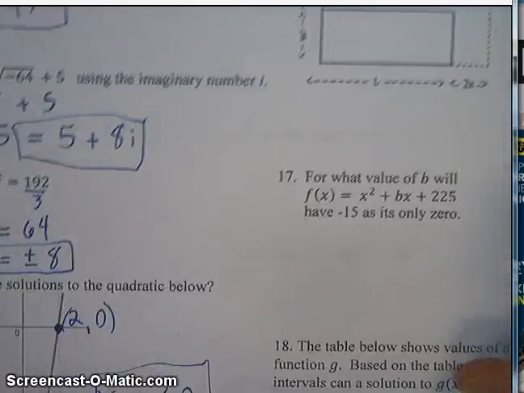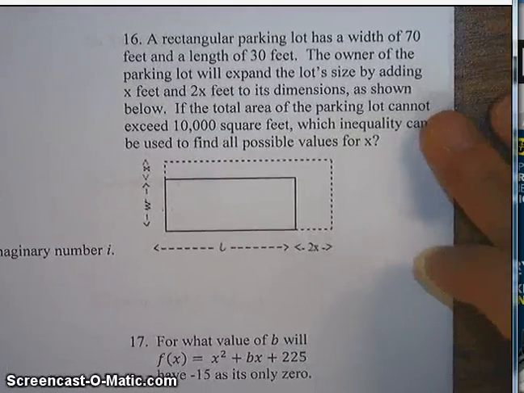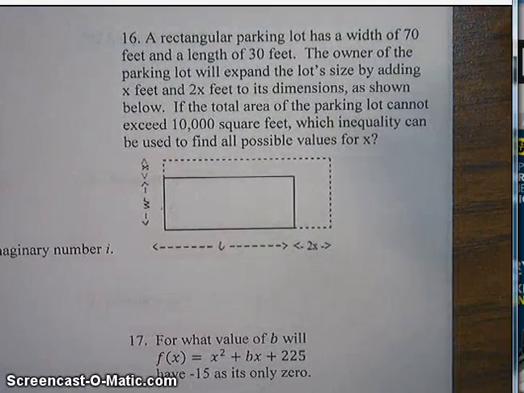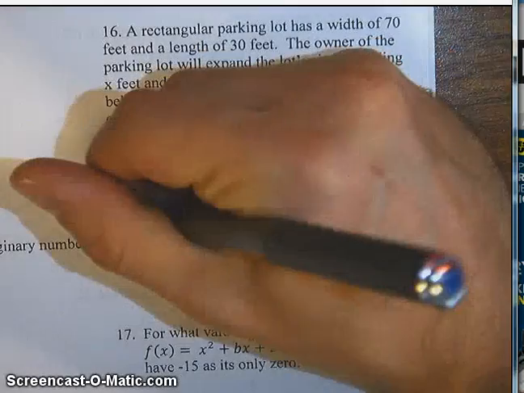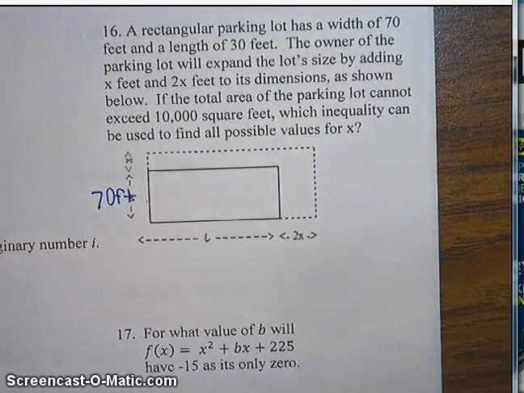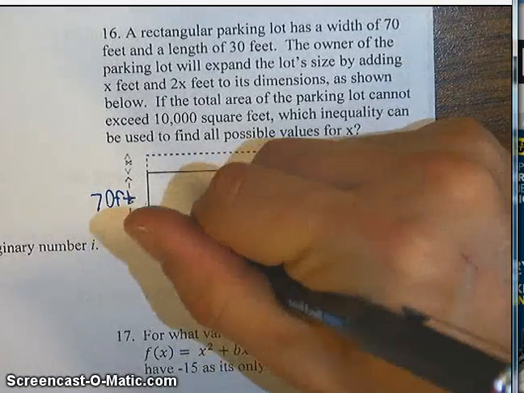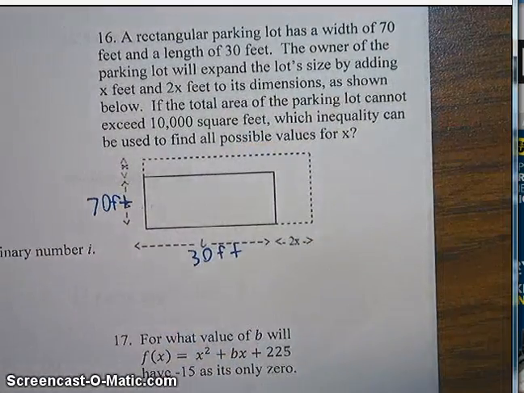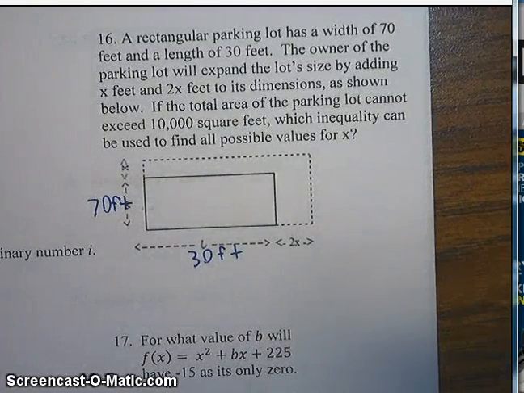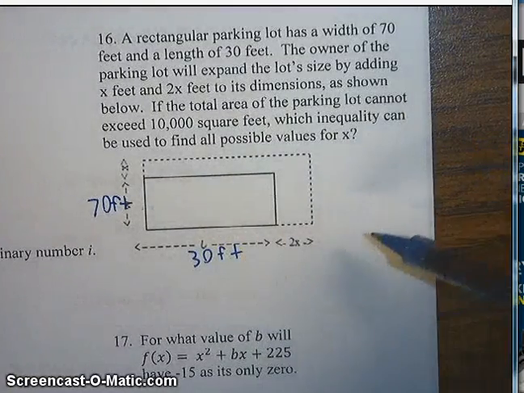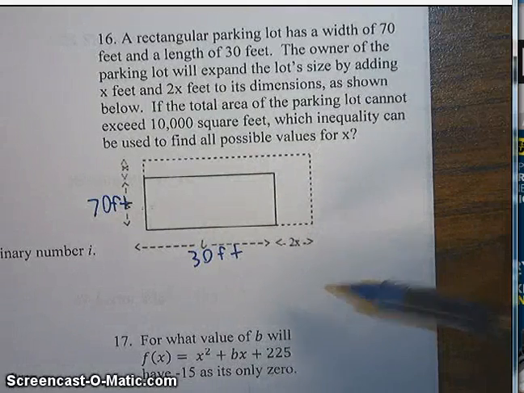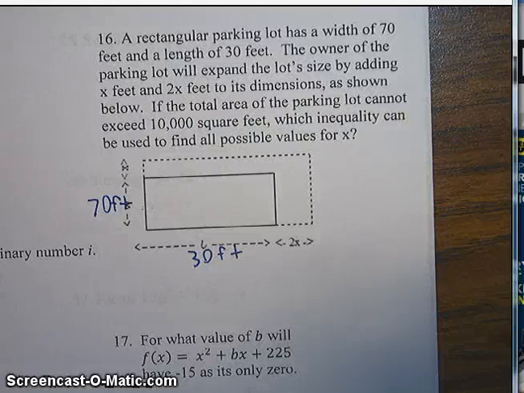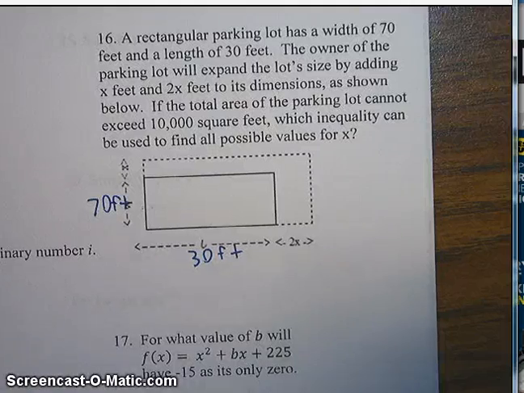Let's move on to number 16, which is a word problem. A rectangular parking lot has a width of 70 feet. I'm going to go ahead and write that on the picture: 70 feet and a length of 30 feet. The owner of the parking lot will expand the lot size by adding x feet and 2x feet to its dimensions as shown below, right here. If the area of the parking lot cannot exceed 10,000 square feet, what is the inequality that can be used to find all possible values of x?